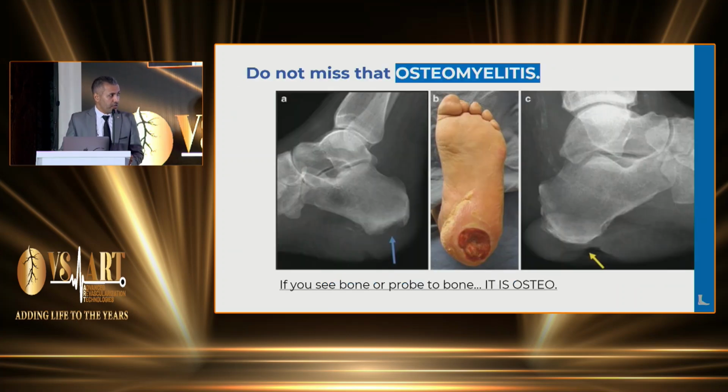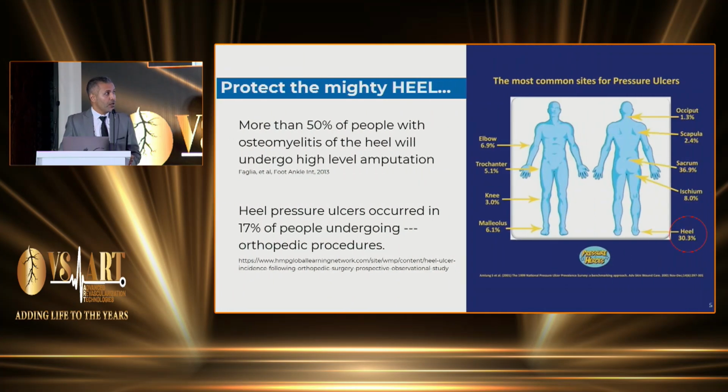If the heel ulcer is showing bone or it probes to bone, so it's osteomyelitis. You don't have to do any further investigation to make sure there is osteomyelitis. Okay, the picture on the right side shows the most common sites for pressure ulcers. We can all notice that the heel accounts for 30% of pressure ulcers.